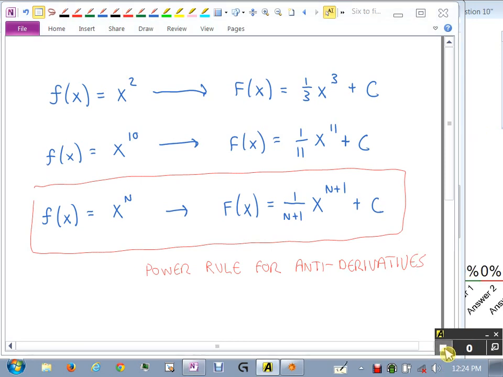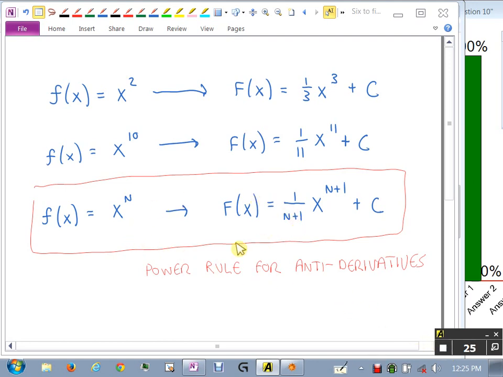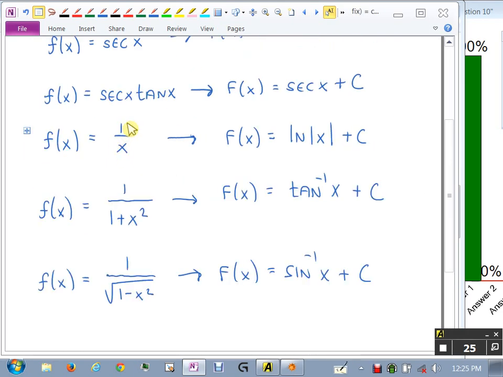Quick little poll. We good or not here? Does anybody see an issue we might run into here where this formula would break down? If n is -1, right? Because if n is -1, what's -1 plus 1? 0, and you can't divide by 0. But if n is -1, isn't it this one right here? That's x to the negative 1, isn't it? So in the event that n is negative 1, you already know the answer was natural log x.